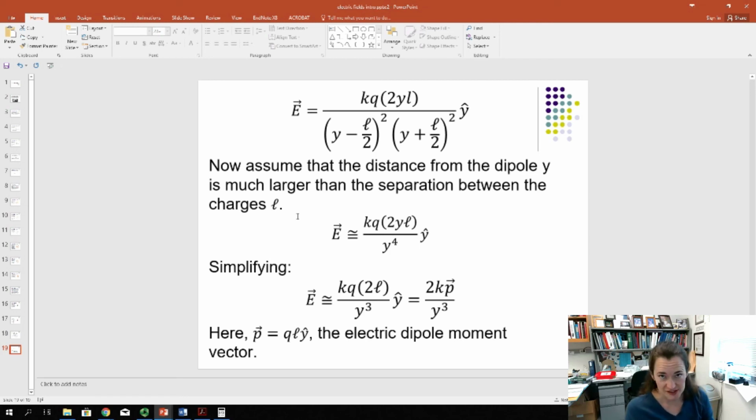But you could stop there, but I'd like to take a second to introduce quickly the idea of the electric dipole moment, which is often symbolized by a P with a vector sign. The electric dipole moment is going to be the magnitude of each of the charges Q times their separation in between them, here indicated by an L, and it points in the direction from the negative charge to the positive charge, which here is y hat. So I can write the electric field due to that electric dipole as 2kp over y cubed, and that would be correct.